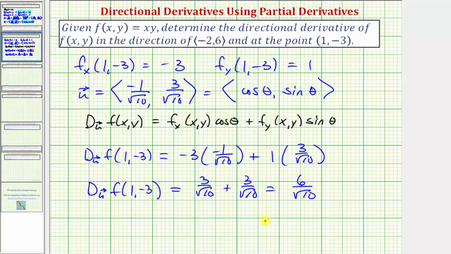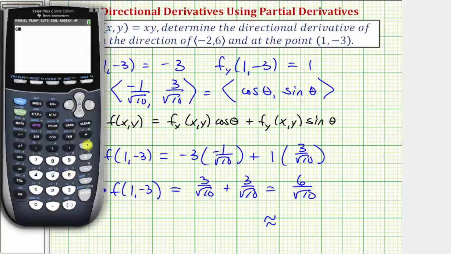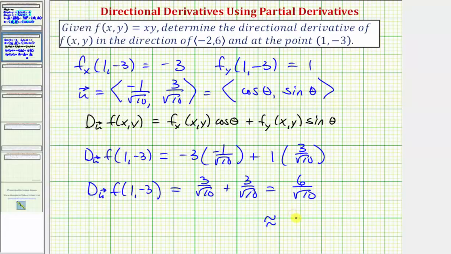Let's also get a decimal approximation for this. We would have 6 divided by square root 10, which to 4 decimal places would be approximately 1.8974.